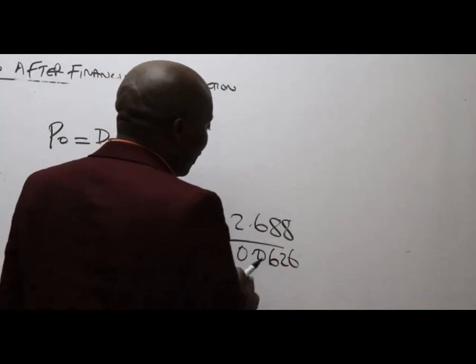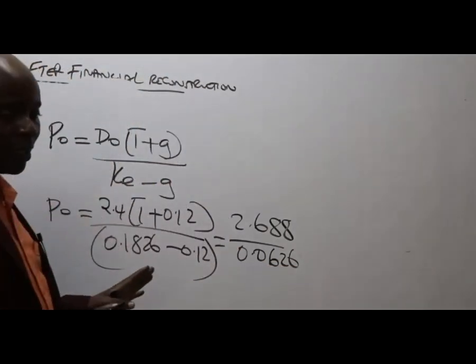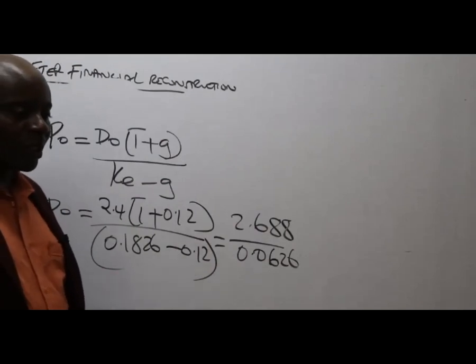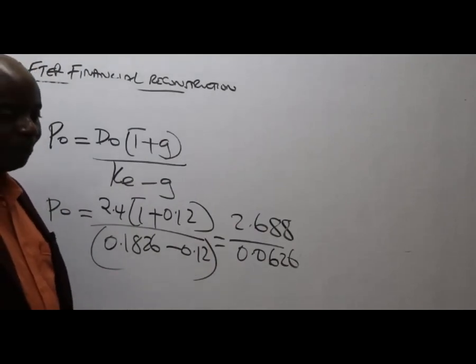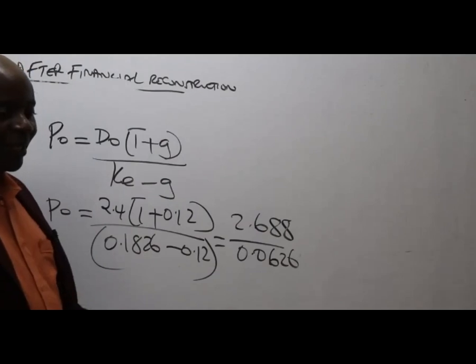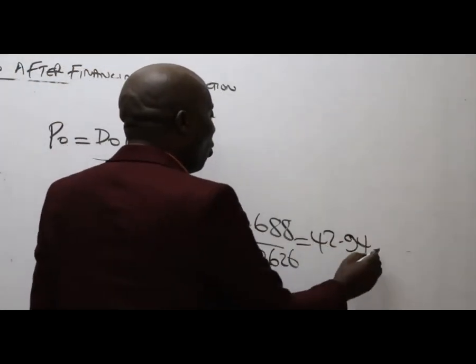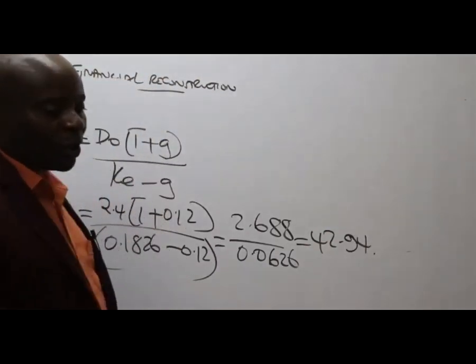So all of us, let's have this in terms of the same decimal places. So when you divide, give us the quotient, what are you able to get there? What is the final answer? 42 point what here, somebody? 42.94.